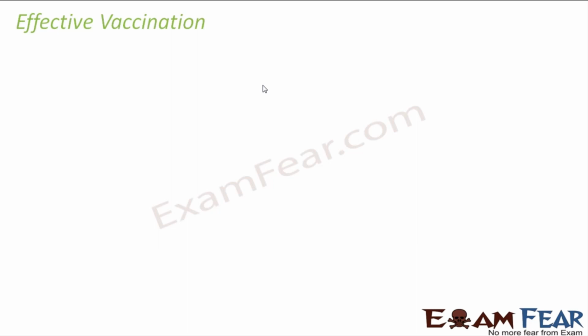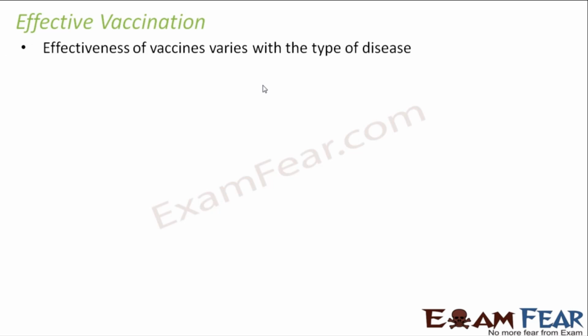Effective vaccination. Now, does it mean that if somebody takes a vaccine against a particular disease, 100% he will not get that disease? So how effective is vaccination? Now again it depends. The effectiveness of vaccines varies with the type of disease. For example, if we talk about smallpox, the effectiveness was 100% because smallpox was completely eradicated. There was not even a single person who was vaccinated and still got smallpox. So there the effectiveness was 100%.